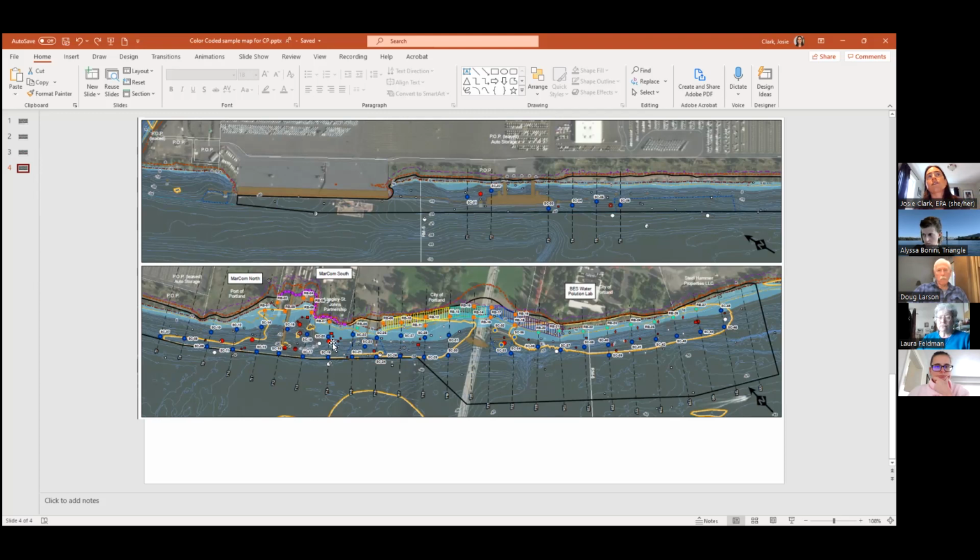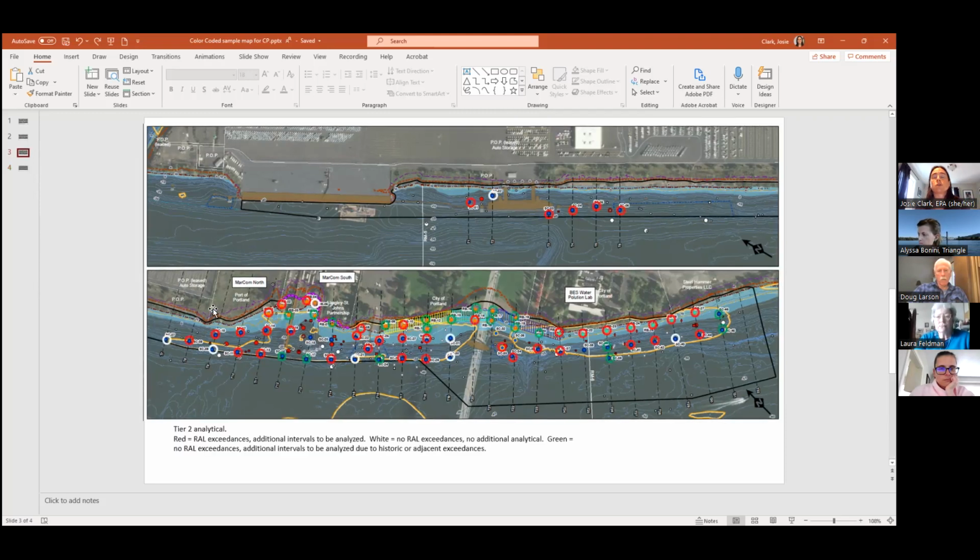So all the dots along here, these blue dots are where we took the in-water sediment cores, and the orange dots are where we did the riverbank cores. We approached them the same way: we took cores down as deep as we could go, and then did analytical work on the 0 to 1 foot interval, the 4 to 5, the 9 to 10, and if it went deep enough, also the 14 to 15 foot interval.